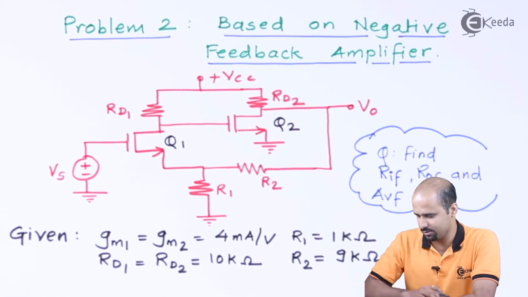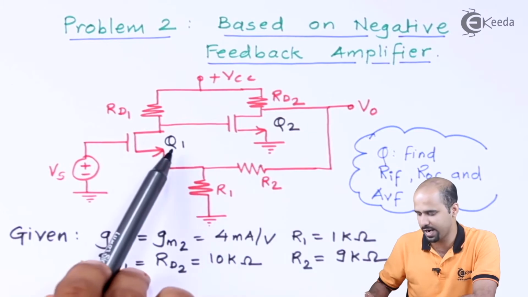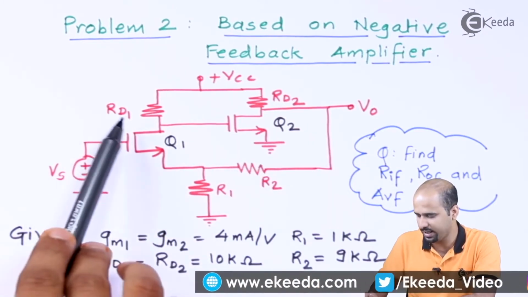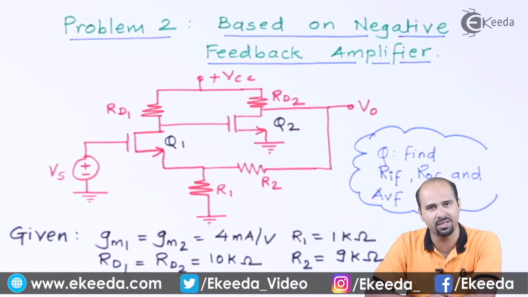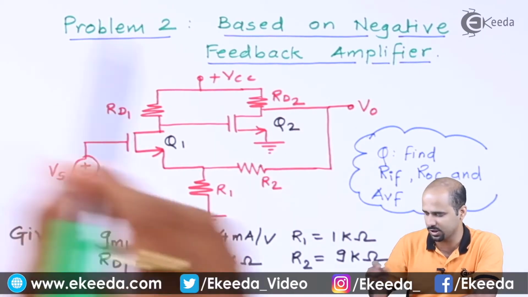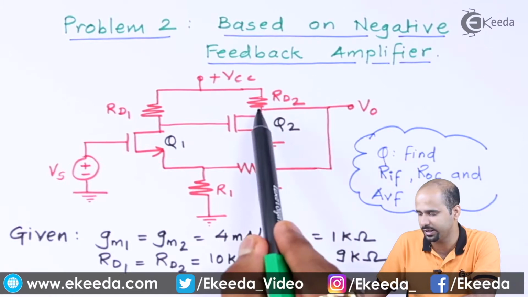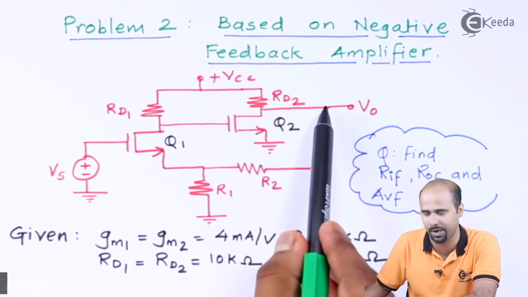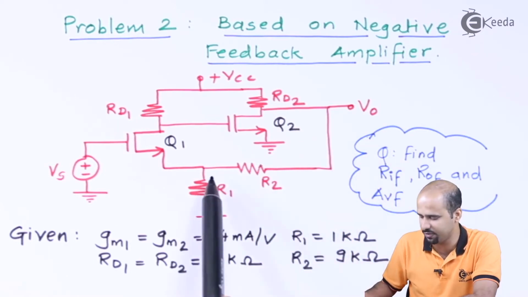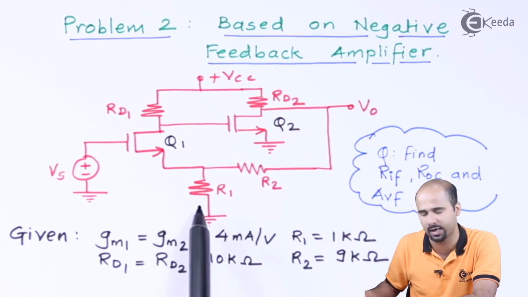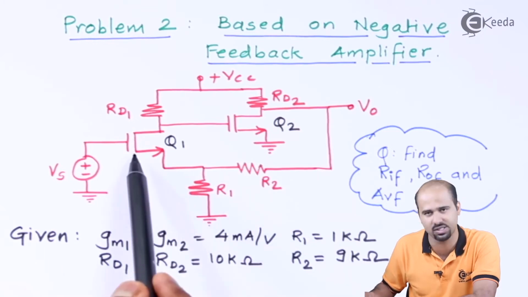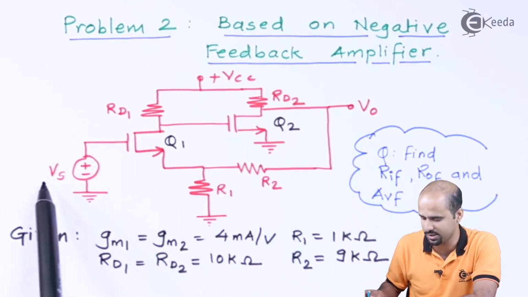The numerical is there on your screen. The circuit comprises two MOSFETs, named Q1 and Q2. RD1 and RD2 are the drain resistances for stage 1 and 2 respectively. R1 and R2 comprise the feedback circuit. Here I can observe that the feedback is taken from the drain side of the second stage amplifier. That is, the output voltage is sampled and given to the feedback circuit through R2 and R1, and this feedback is mixed in series with the input signal Vs.